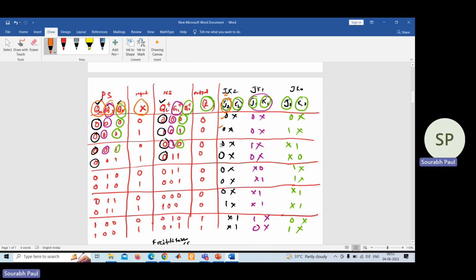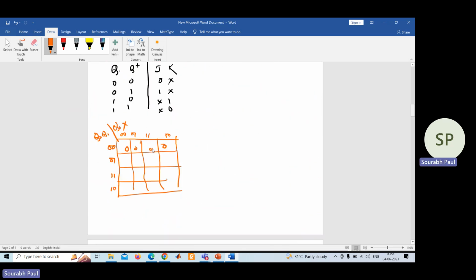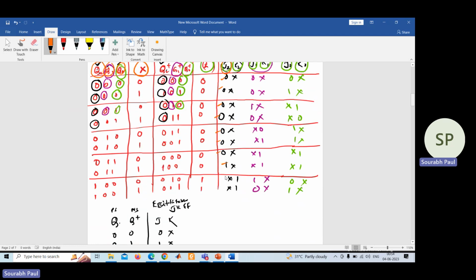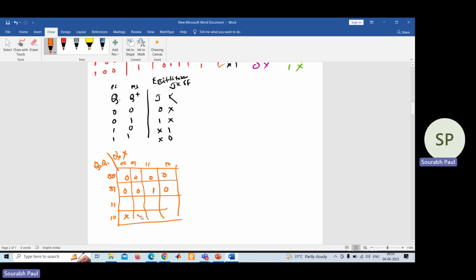So we have 0, 0, 0, 0, 0, 0, 0. 7 zeros are there: 1, 2, 3, 4, 5, 6, 7 consecutive zeros. These are the 7 consecutive zeros. Fine. Then we have 1, don't care, if I'm not wrong. We have 1, don't care. Then we have 1, don't care.